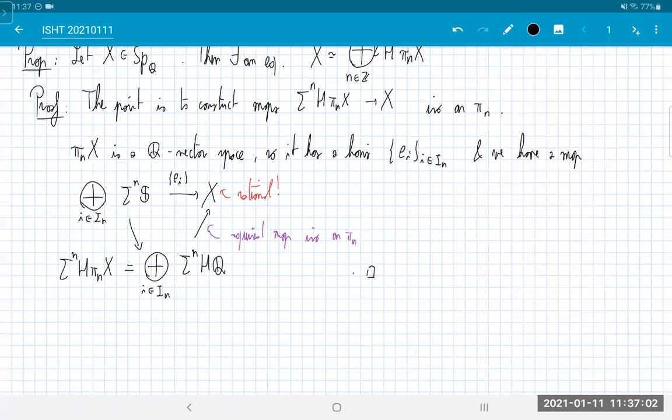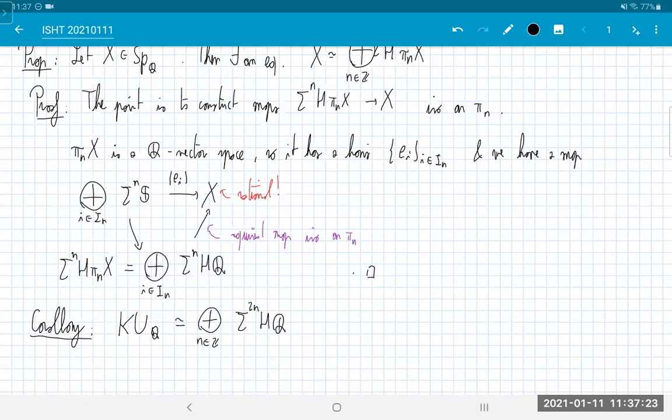And as a corollary, let me give you an interesting fact. Well, KU rationalized is the sum for n in Z of S^{2n} HQ, because if you remember, we saw the homotopy of KU.